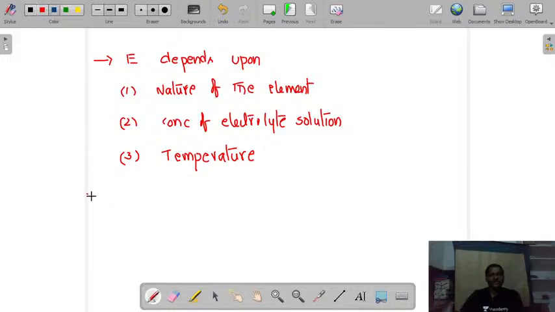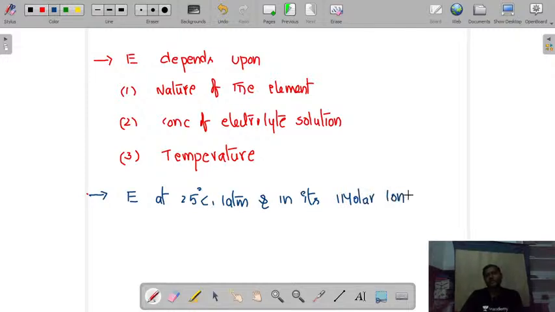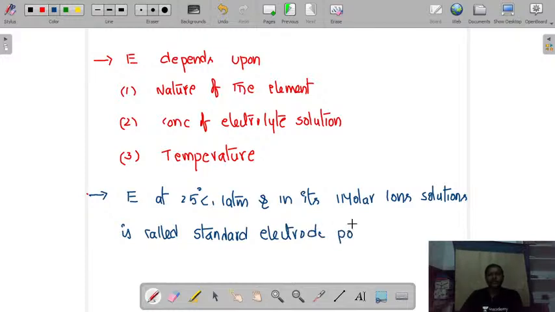Electrode potential at 25 degrees centigrade, 1 atmosphere pressure, and in its 1 molar ions solution is called standard electrode potential, denoted by E naught.